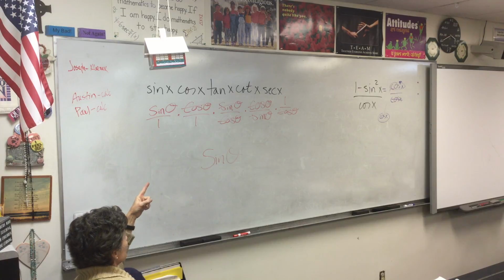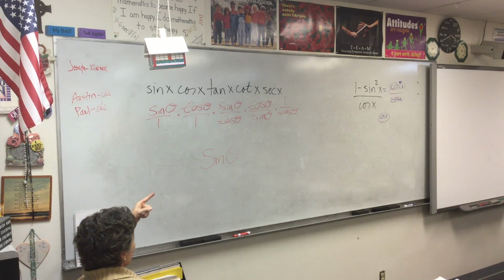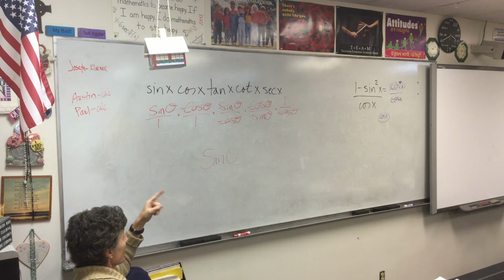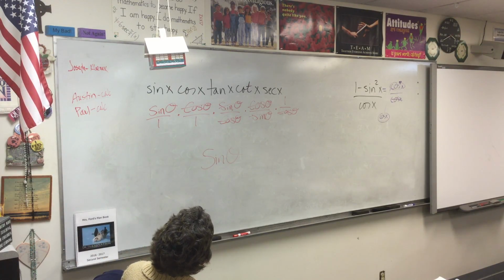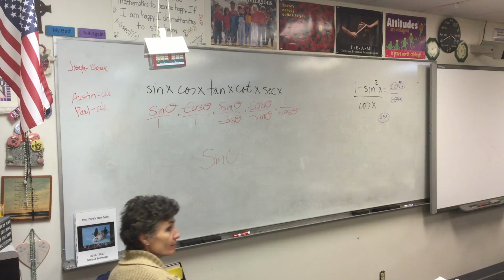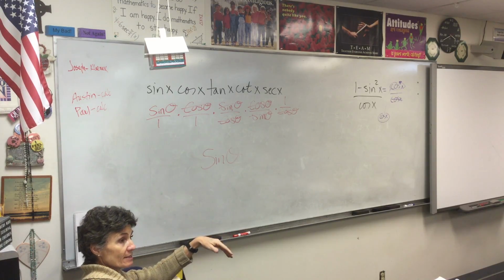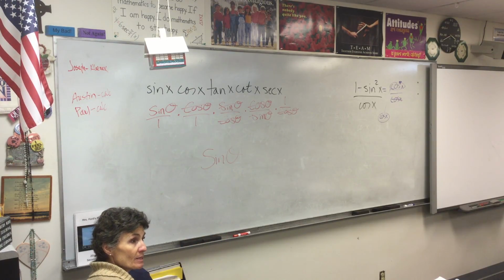Sine times cosine, sine over cosine, cosine over sine, 1 over cosine. And then she started slashing away. Did she do it right? Looks like it. So that big, huge mess just comes out to be sine. It's crazy, isn't it?